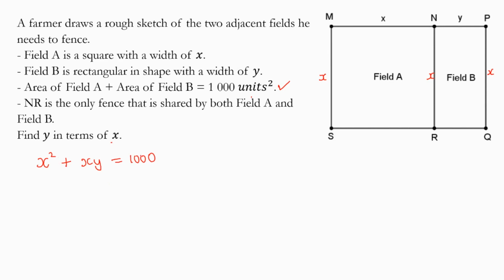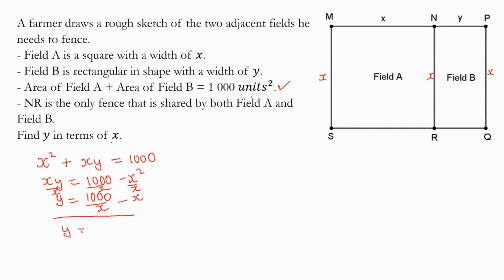We can transpose our x squared to this side. We want to find y in terms of x, we want to make y the subject. So xy is equal to 1000 minus x squared. Okay, and then we can divide by x on both sides of the equation. It means y is equal to 1000, or you can divide everything by x. We divide this by x, we divide this by x, we divide this by x. So y is equal to 1000 divided by x minus x. Okay, done.